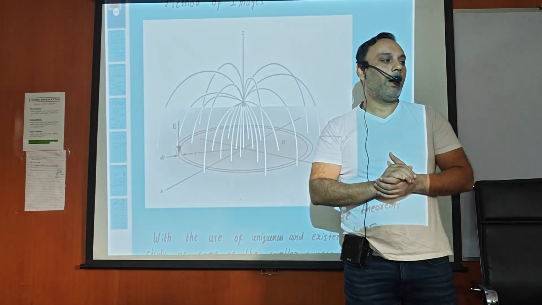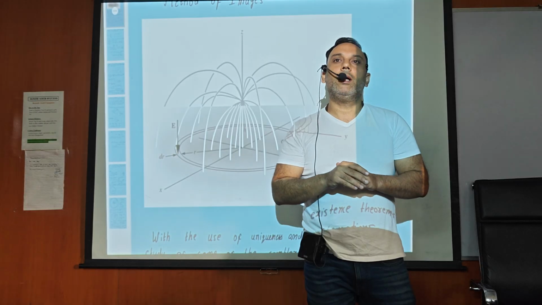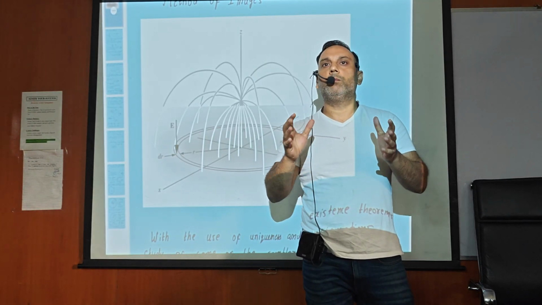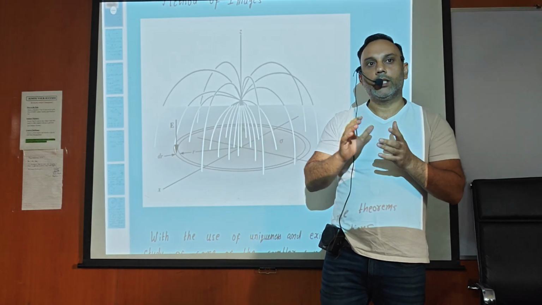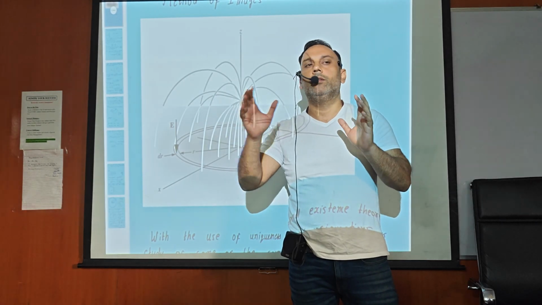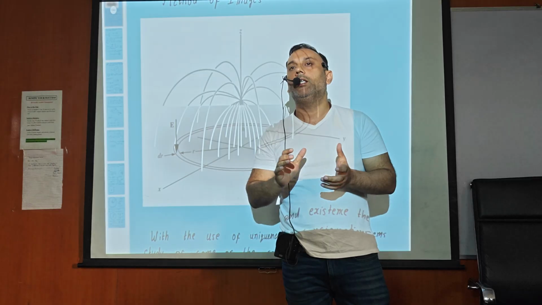This is the method of images, right? So what is the method of images, basically? When we have a very complex configuration of charges, say one point charge is there, two point charges are there, then we can find the electric field and electric potential very easily.